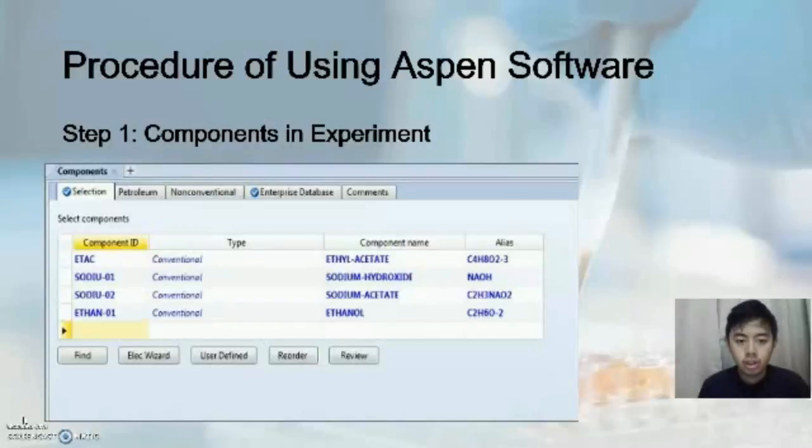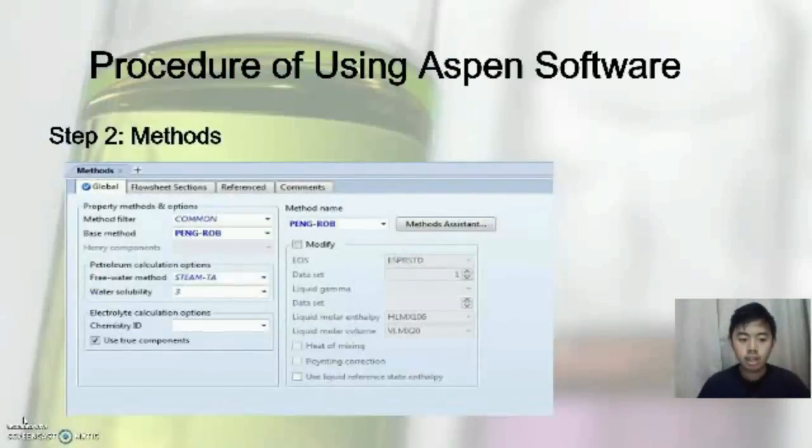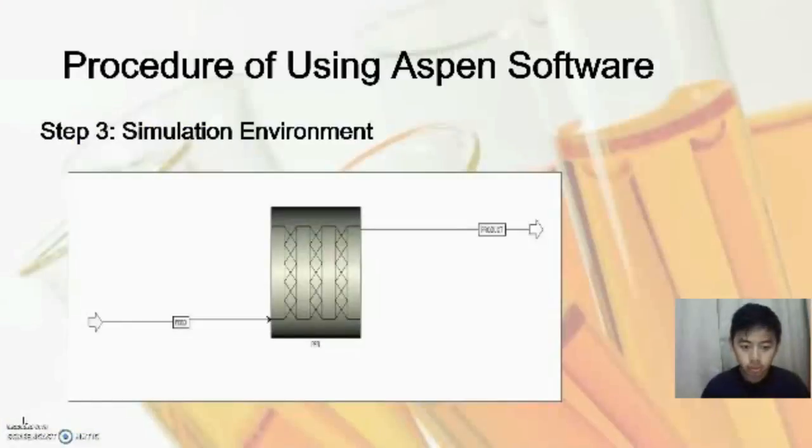Now I would like to tell you about the procedure of using ASPEN software. First, the components of the experiment are set, which are ethyl acetate, sodium hydroxide, sodium acetate, and ethanol. Then, the method of the simulation is chosen. In this case, we choose the Peng-Robinson method, and the method filter is common. After that, the block diagram of the simulation is created. In this case, we choose a plug flow reactor and 2 streams, which are the feed stream and the product stream.